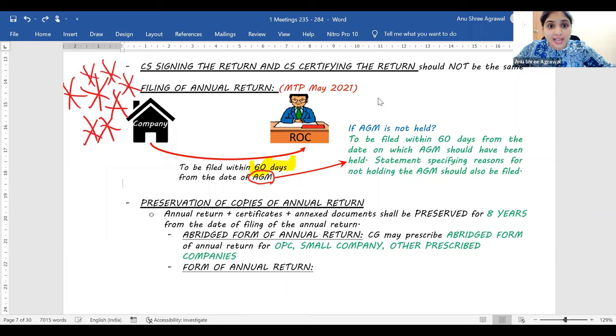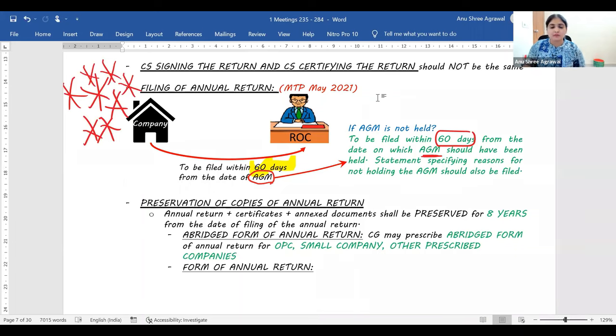We are supposed to file the annual return with whom? With the ROC. Then within 60 days. Within 60 days from when? Within 60 days from the date on which AGM is held. What if AGM is not held? Then within 60 days from the last date on which AGM should have been held.